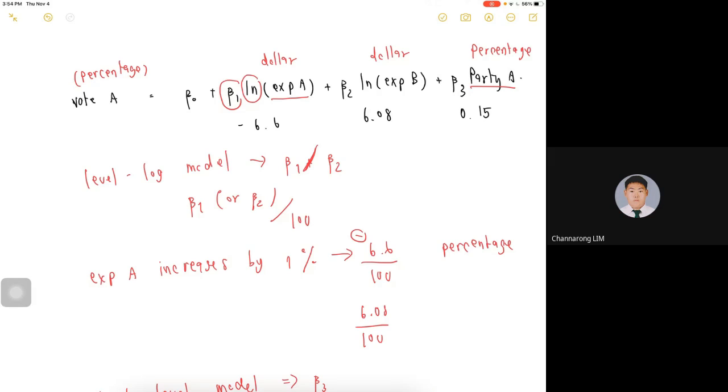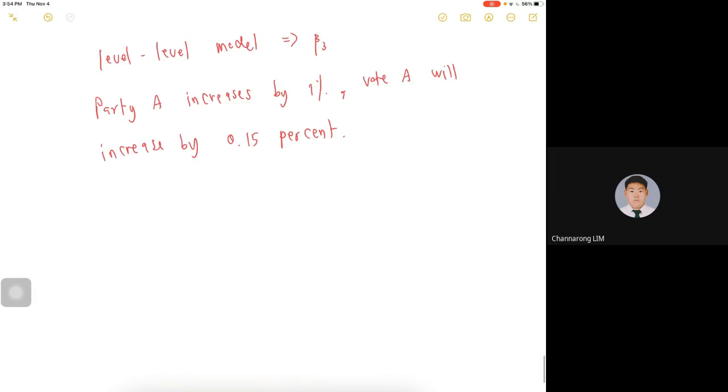Teacher, what if it is ln on both sides? Oh, good question. So if you have, for example, ln vote A equals beta 2 plus beta 1 ln expenditure A, right?